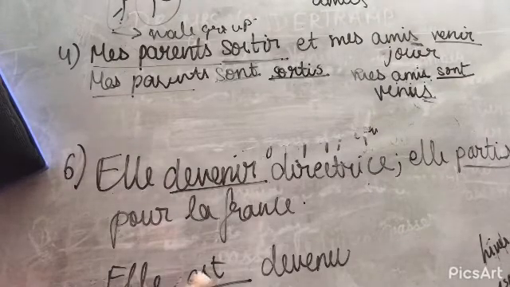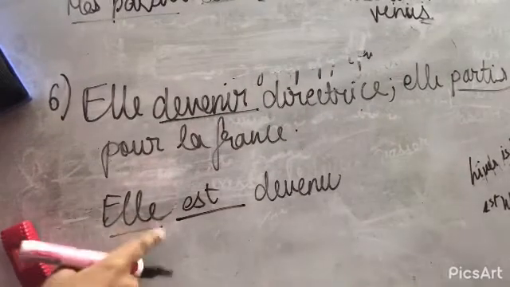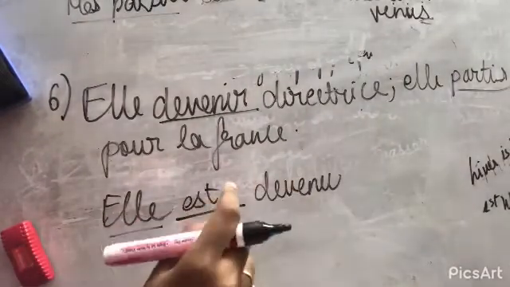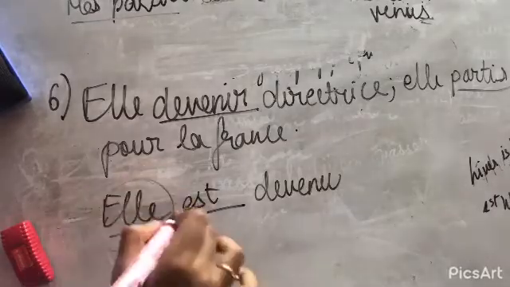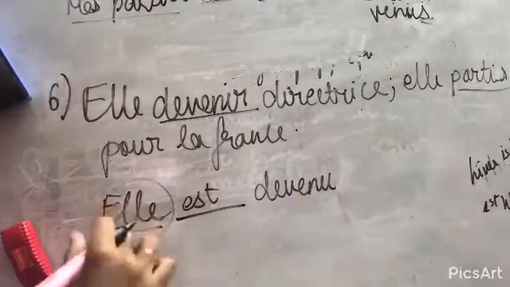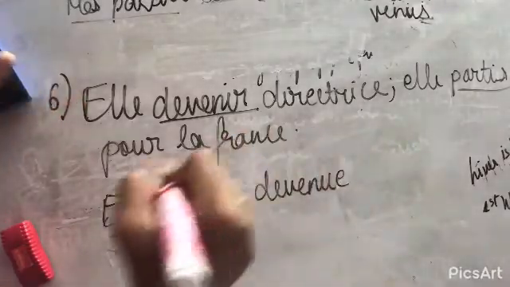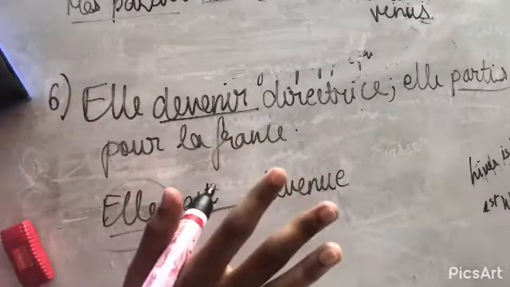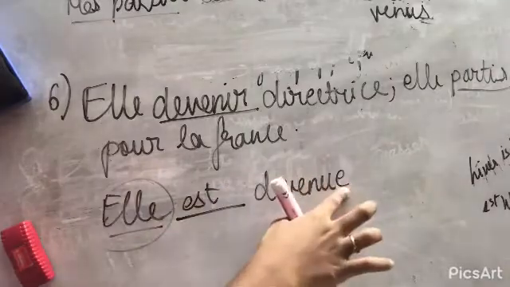So now elle a devenue, can you see it here? Okay, so now it's female and singular, so I don't have to put an S over here. But it is female, so I'm going to put an E over here. Understood? So since the subject is a female, I'm putting E over here.